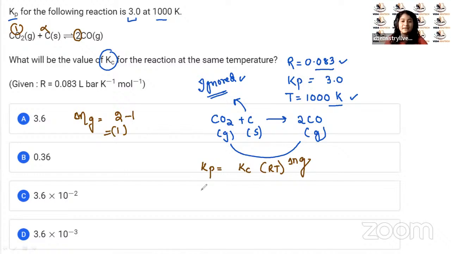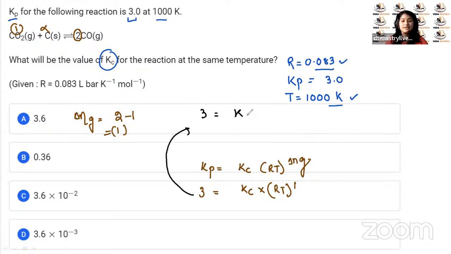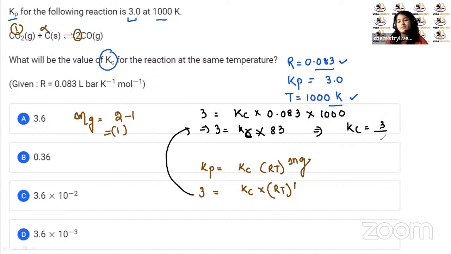So Kp is given as 3 equals Kc into RT to the power 1. Now, will you erase the rest of the things? What do we see here, children? 3 equals Kc into the value of R, 0.083, into temperature 1000. So 3 equals Kc into 83, which implies Kc equals 3 by 83.